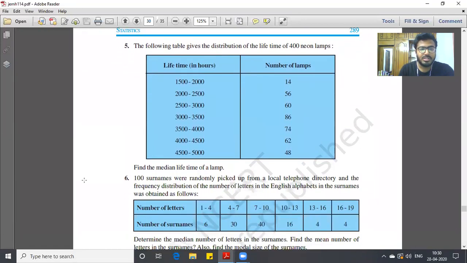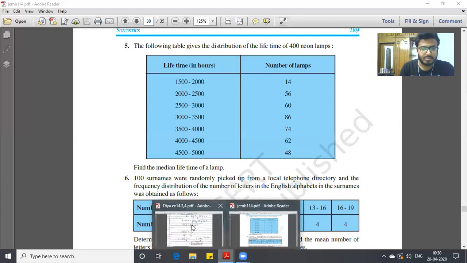Now, the fifth question. 400 neon lamps are given. This question is also given as an example, and it has also come in the board exam. So this is easy, but important also. For the 400 neon lamps, the class and the frequency are given. It is a direct question, and you have to find the median. Now we'll look at the answer.